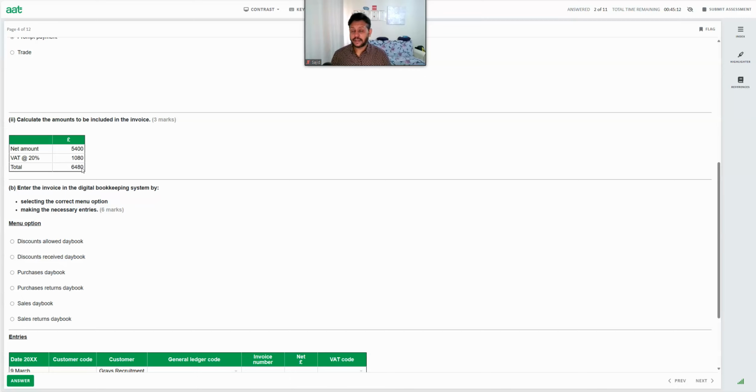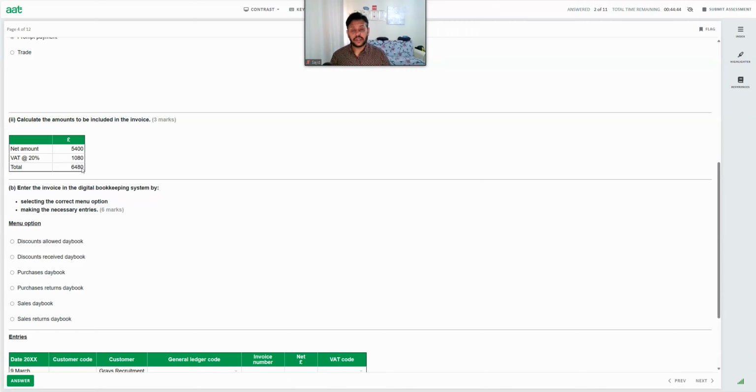So this is not for me. I'm just collecting on behalf of HMRC. So for me it will be 5400. I'll keep 5400 myself, and the 20% VAT will go to HMRC. If I'm a VAT registered business, remember that VAT is not a cost for me. But if I'm not VAT registered, then VAT is an expense for me. So VAT could be an expense or not, depending on whether the business is VAT registered or not.